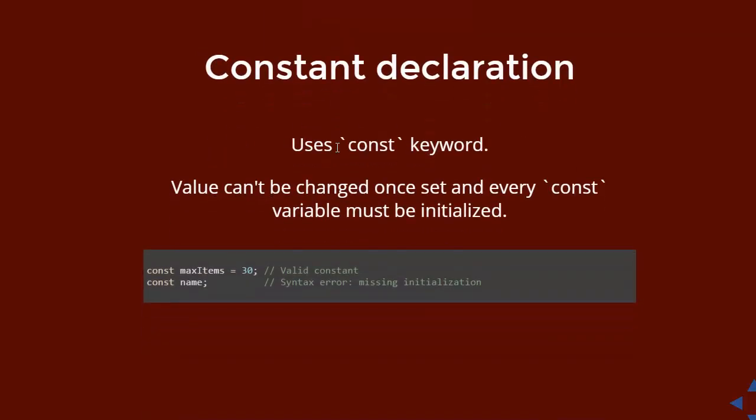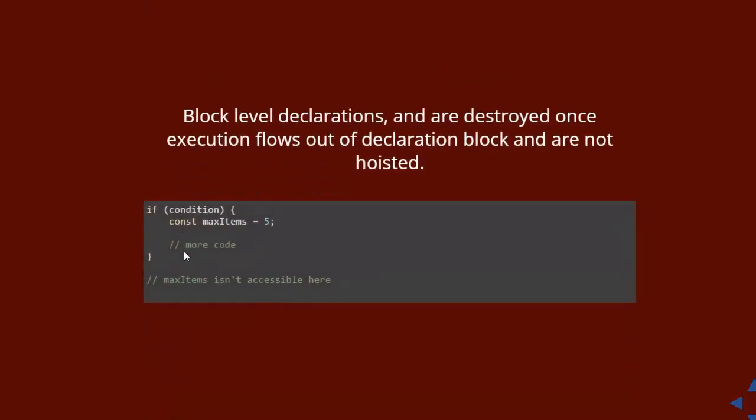Similarly, we have a const keyword. The const keyword also has block level scope, and you cannot declare two variables with the same name. It also applies to the let keyword. You cannot have two variables with the same name in the same scope. Similarly, the const keyword is used to define constant values, and every constant variable must be initialized while declaring it.